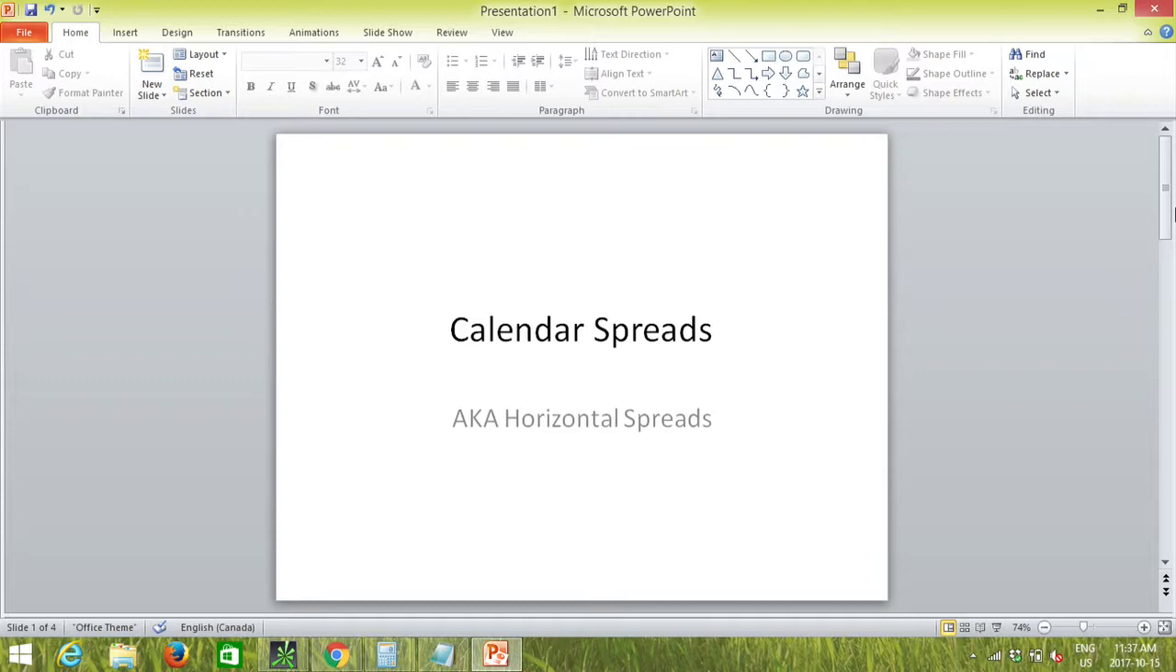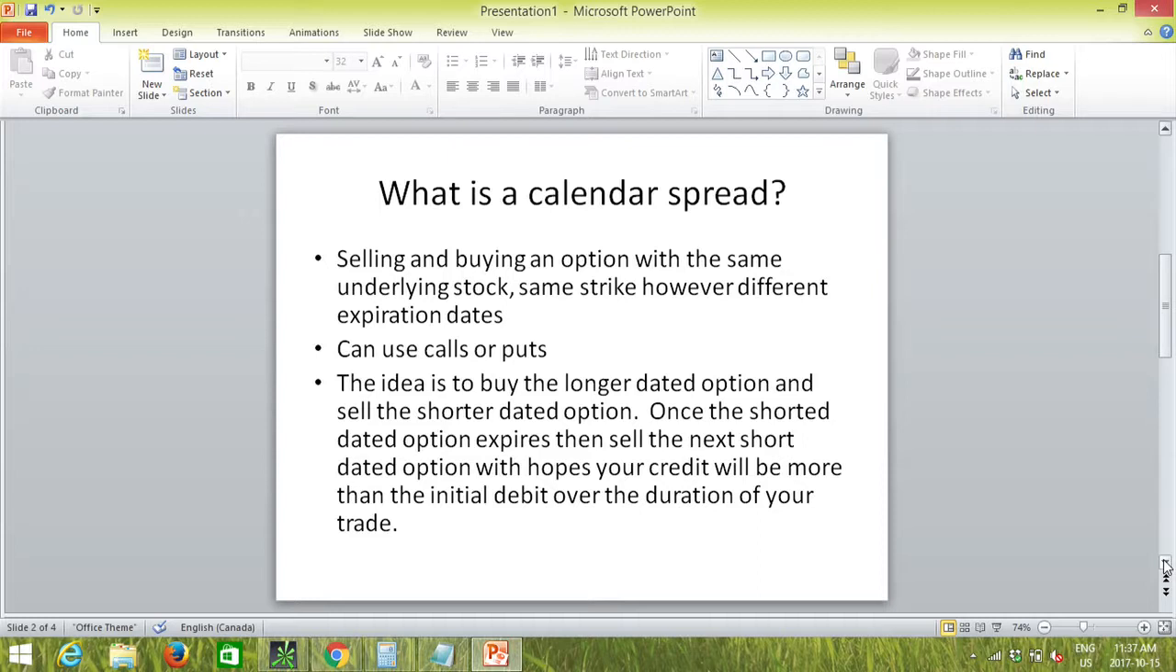So today is Sunday, October 15th, 2017, and today we're going to cover calendar spreads, also known as horizontal spreads. I wasn't going to do a video on calendar spreads, simply because of a personal bias of mine. They're just not my favorite, and I'll get into an example to show you why. So let's get into what a calendar spread is first of all.